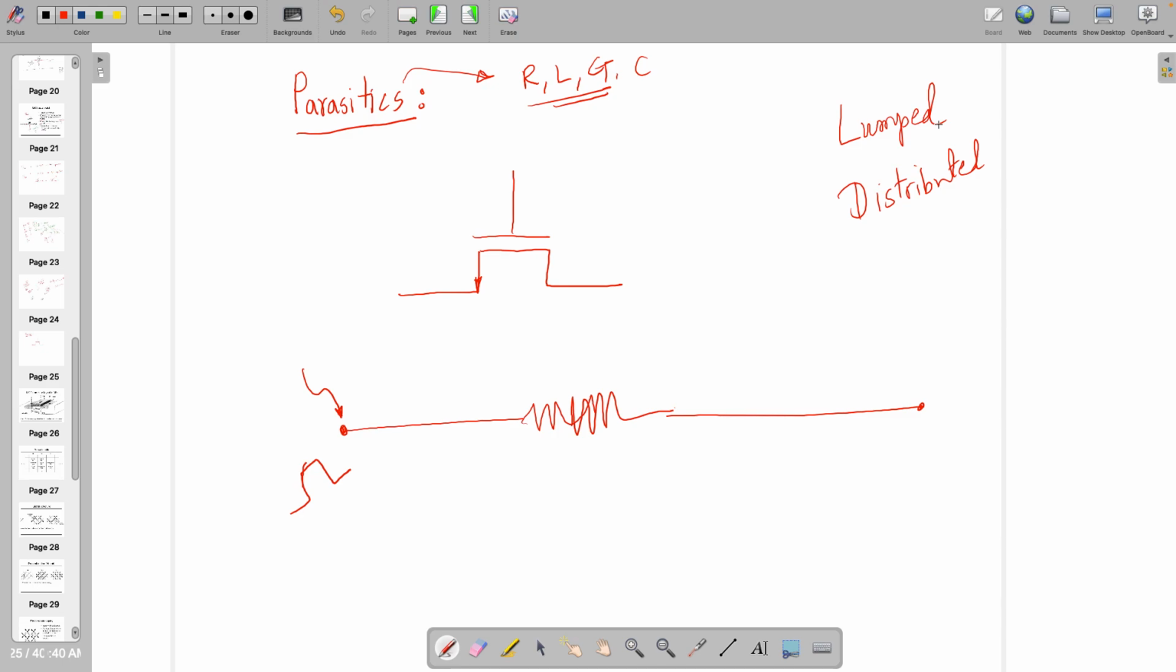But the first thing is resistance will always be there if there are two points and you are connecting through a wire. There is always a resistance. It might be distributed, it might be lumped. Distributed means multiple like this.